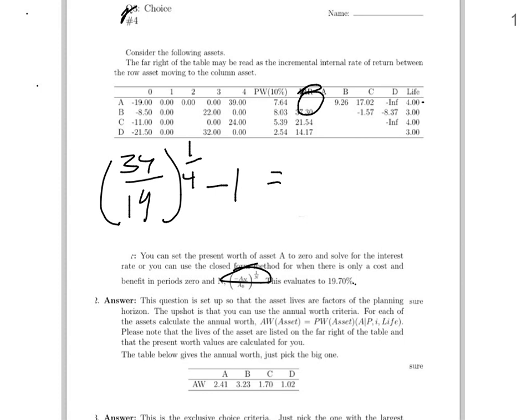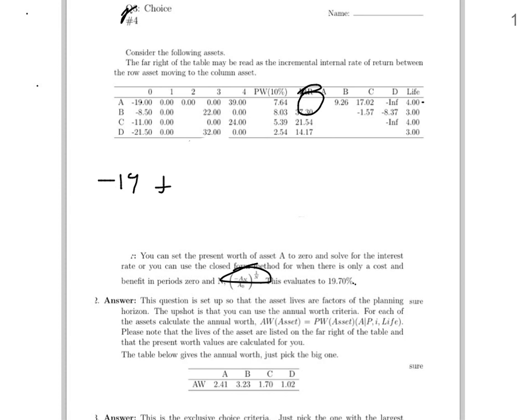The longer hand way of looking at it, where we actually solve this out, is to take that minus $19 in time period 0 and realize that you're getting $39 in time period 4, and find the interest rate such that this is equal to 0. When you solve that out, you end up getting exactly the same thing, 19.7%.